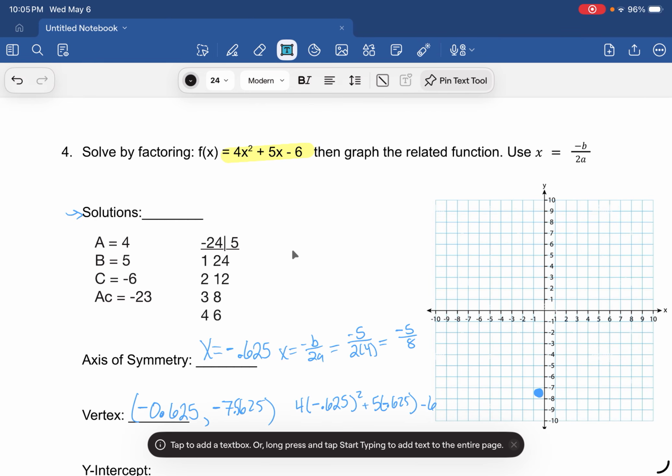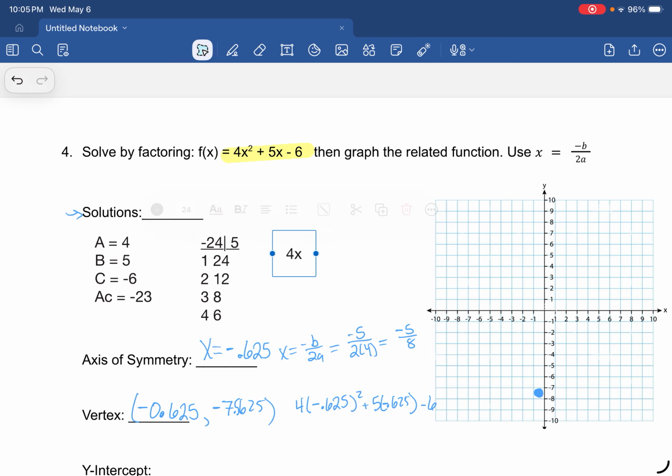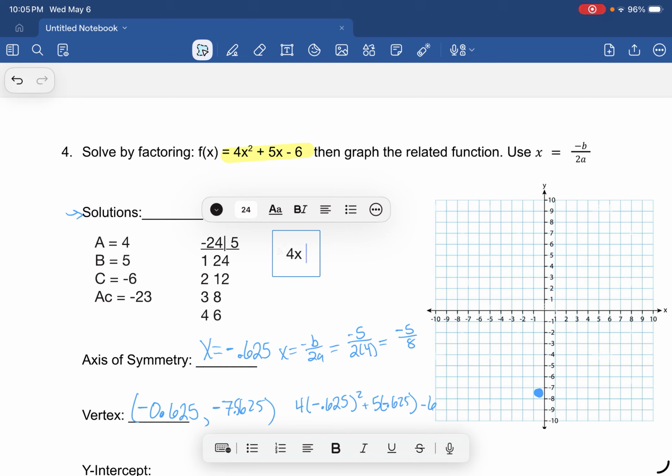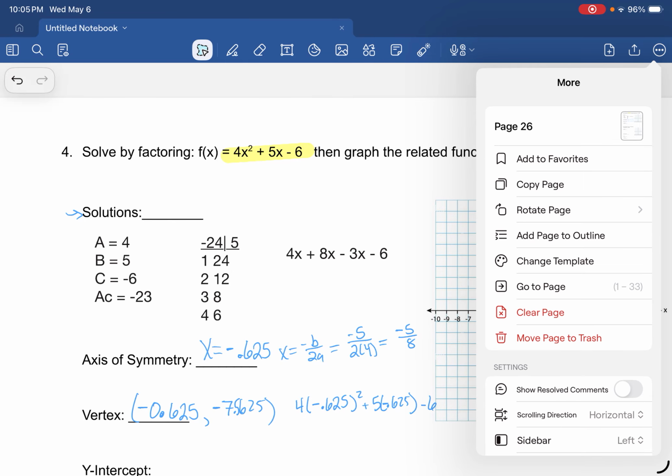So what my equation is going to look like is it'll be 4x squared plus 8x minus 3x minus 6. And then from here, I would go about finding the GCF.